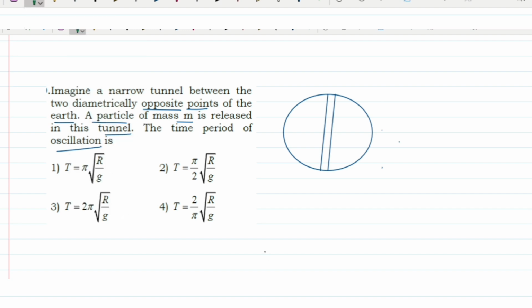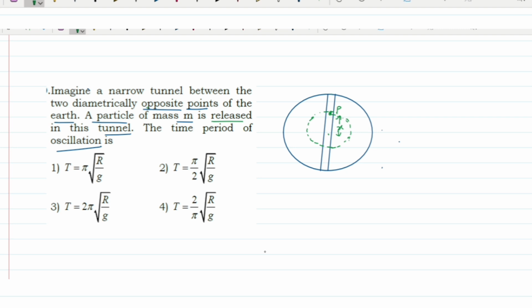Now, this is the position of the body. The body is going to reach the point P. Suppose this is the whole mass of the Earth. At this point, you calculate the intensity of the gravitational field. This point is at a distance x from the center of the Earth. So, a narrow tunnel between two diametrically opposite points of the Earth, and a particle of mass m is released in the tunnel. The time period of the oscillation is asked.